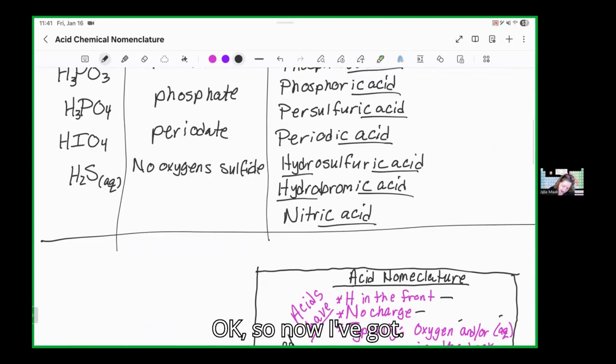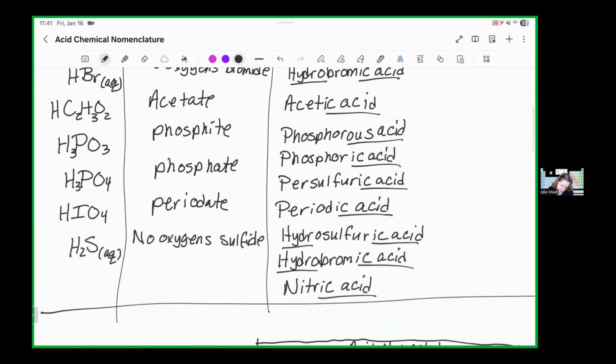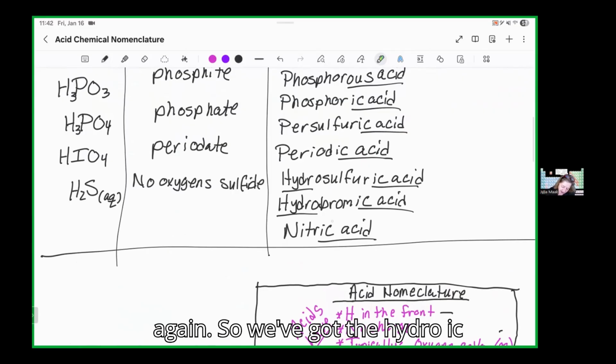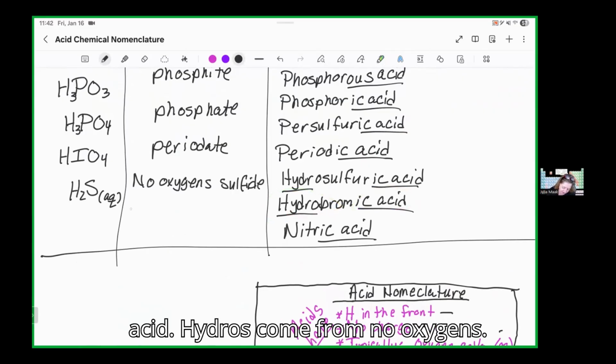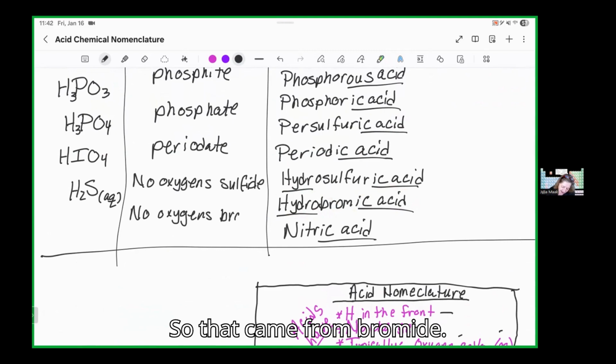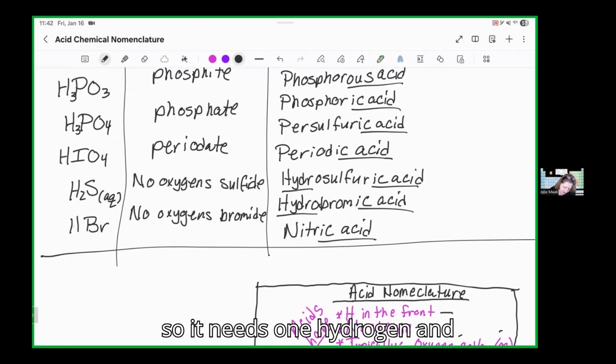Okay, so now I've got... Oh, I did hydrobromic acid twice. Okay, well, let's do hydrobromic acid again. So we've got the hydro-ic acid. Hydros come from no oxygens. So that came from bromide. No oxygens. Bromide is a -1, so it needs 1 hydrogen and an aqueous on it.